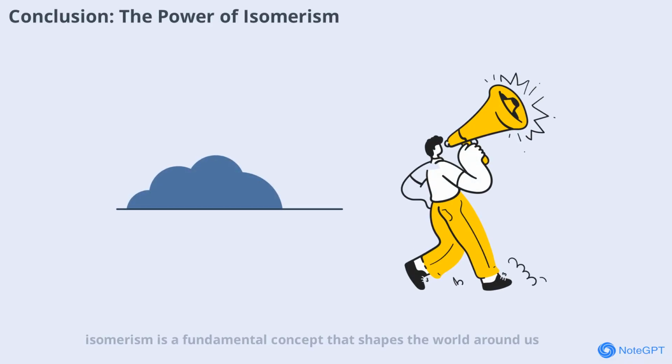Conclusion: isomerism is a fundamental concept that shapes the world around us. From the medicines we take to the materials we use, isomers influence countless aspects of our lives. By understanding isomerism, we gain insight into the diversity and complexity of chemistry, unlocking new possibilities for innovation and discovery.